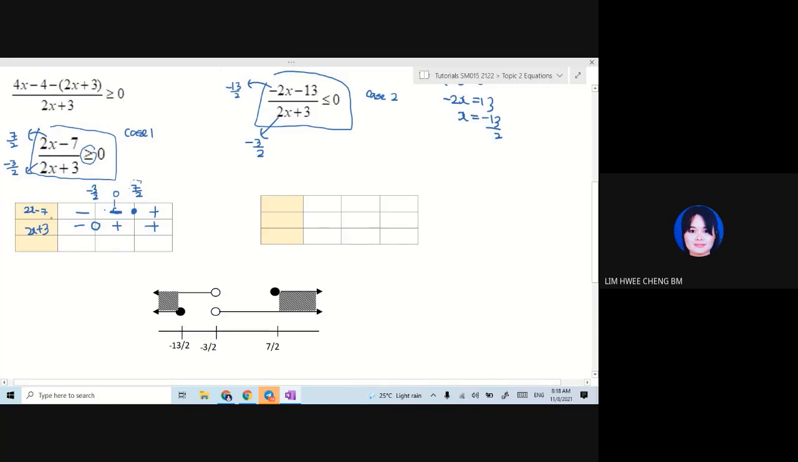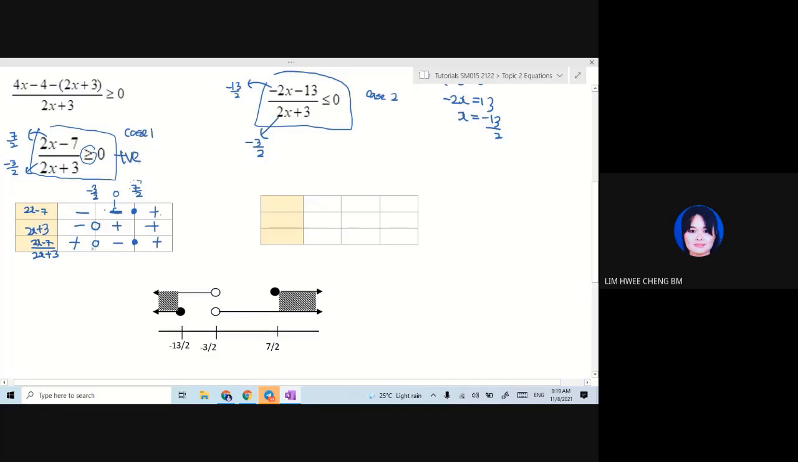Then only you decide your final region, which region you want to choose. Before that, please proceed with the division. Negative divided by negative is positive, negative over positive is negative, and positive over positive is positive. So this is the empty circle and this is the dense circle. Finally, you read the statement: the rational inequality is greater or equal than 0. That means I'm going to choose the positive region.